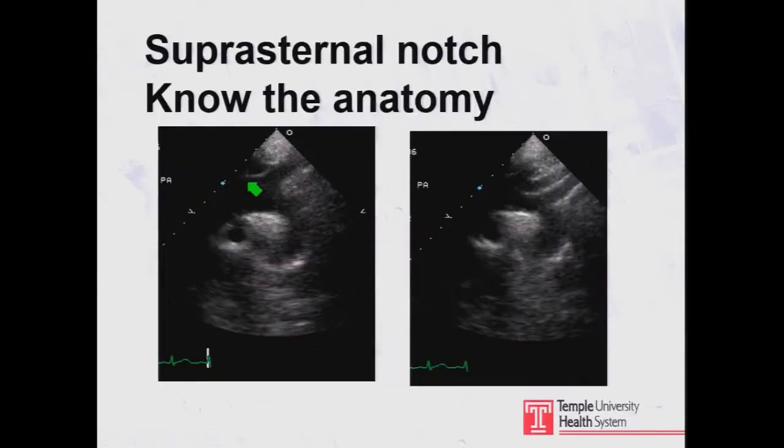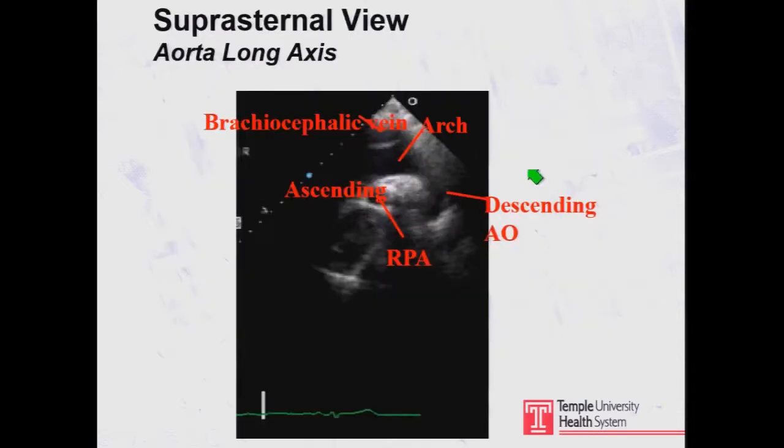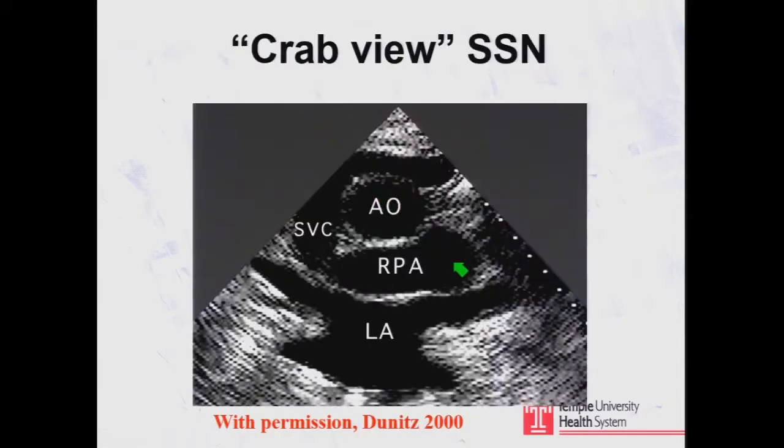Suprasternal notch, you need to know the anatomy. The first branch is the right brachiocephalic artery. The left common carotid and the left subclavian are not usually in the same plane. You don't usually see all three at the same time. And this is the brachiocephalic vein running across the top of the aortic arch, the descending aorta. It's the right pulmonary artery that goes under the aortic arch. And so that is the RPA.